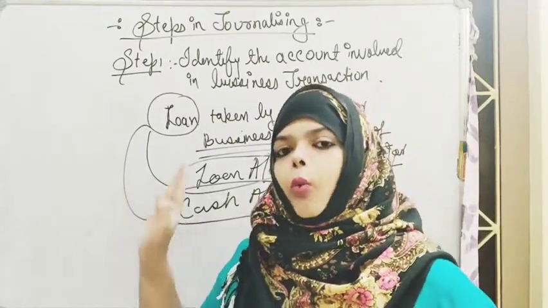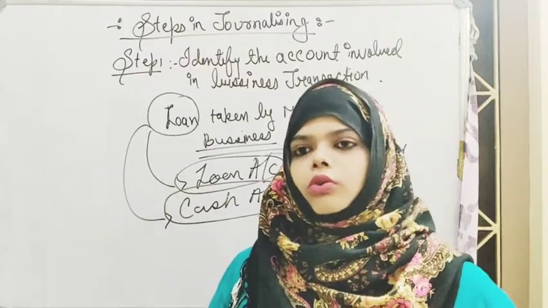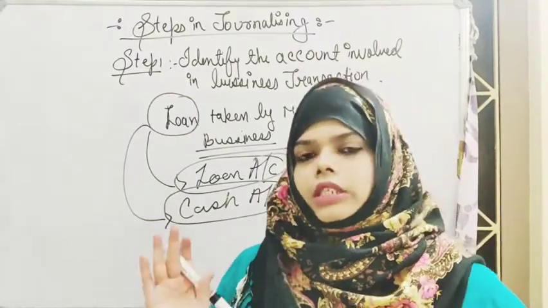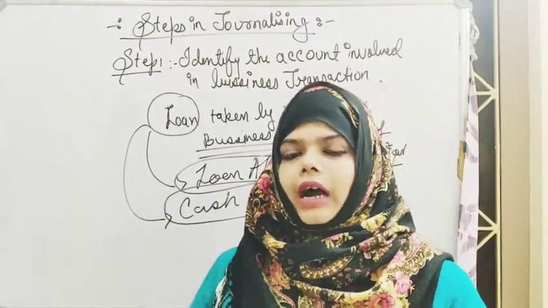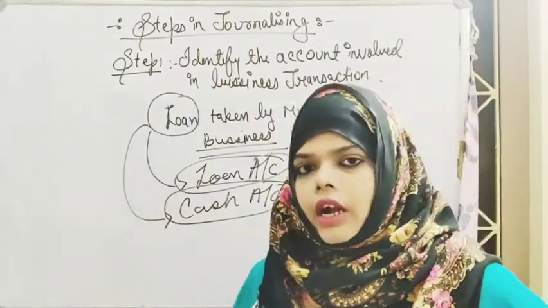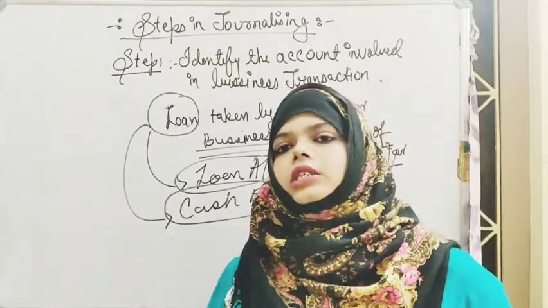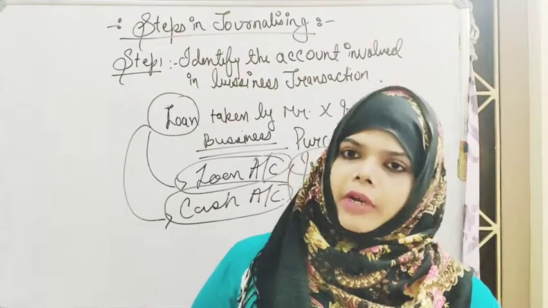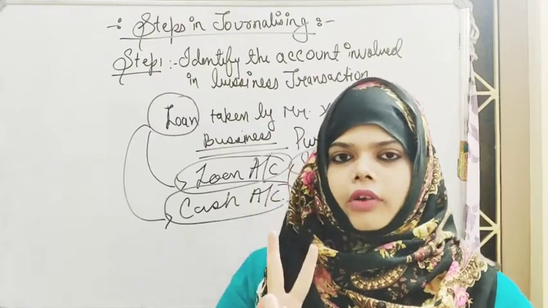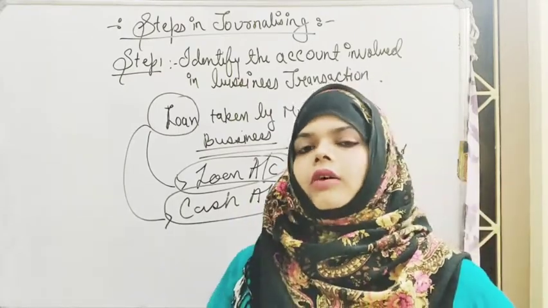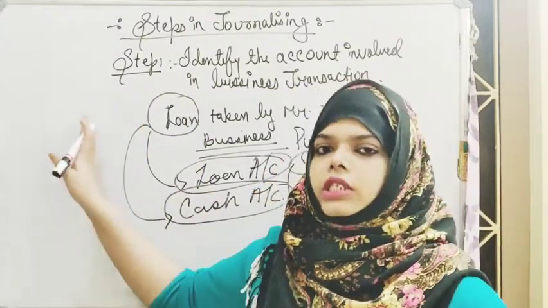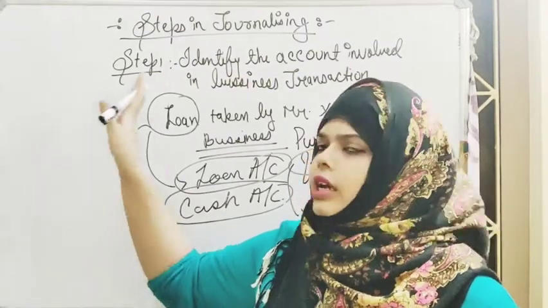We have to identify what accounts are involved. We do not need to know yet whether it is a personal account, real account, asset, or liability. No, just what accounts are involved. For example, whether it is a loan account or a cash account, a creditor account, a debtor account, a proprietor's personal account, a capital account, a furniture account, or a plant account. So in a transaction there are twofold effects, or two accounts involved, always. We need to identify the accounts involved in the business transaction first. That is the first necessary step for journalizing.